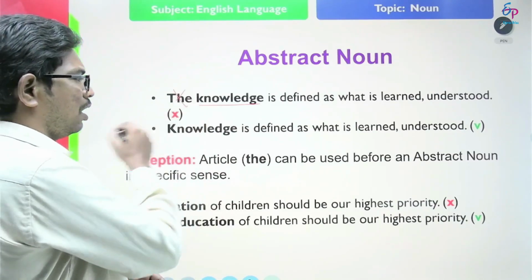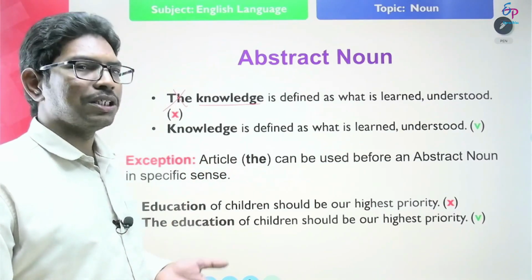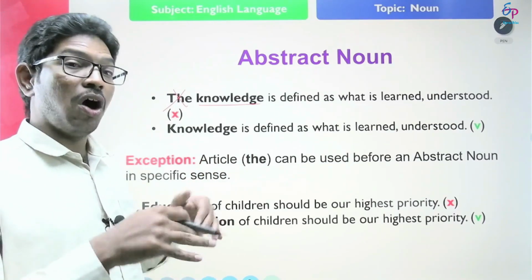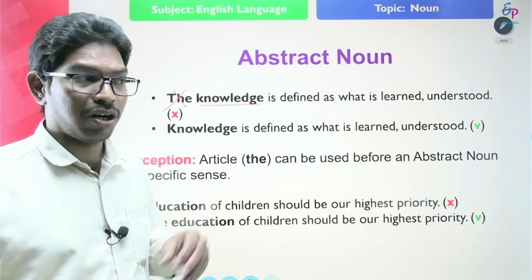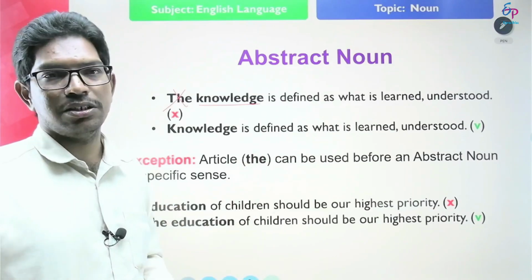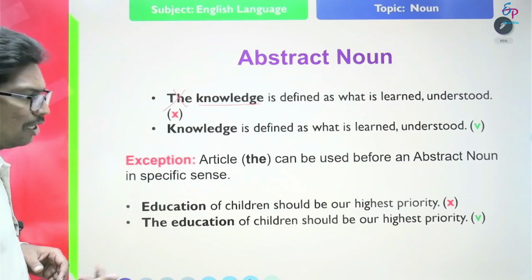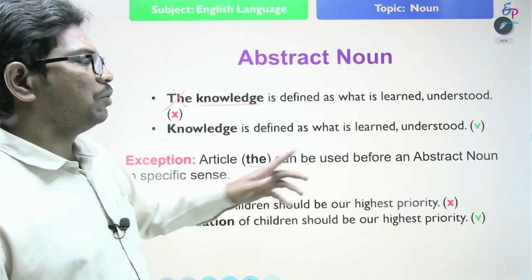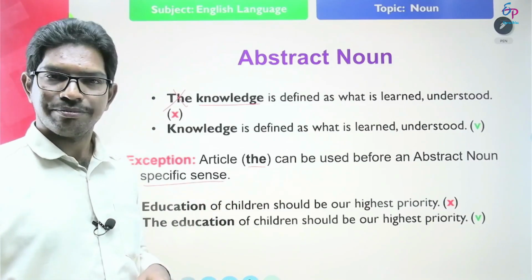So we should remove the. Simply we can say knowledge is defined as what is learned and understood. The knowledge is wrong here. We can say the knowledge of yours, the knowledge of him, in a particular sense. But in a general sense, we cannot use it. So what is the exception for that? Article the can be used before an abstract noun in specific sense.